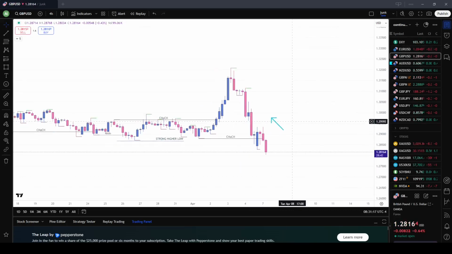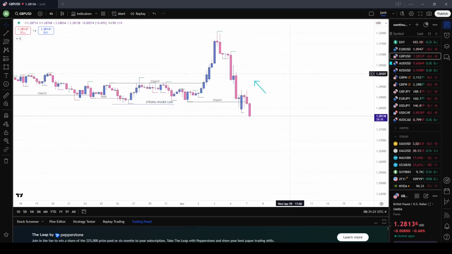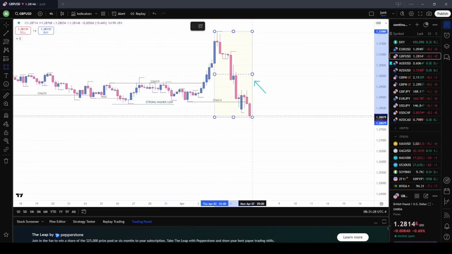GBP USD. So let's go ahead and map out the current range. Since this is breaking down, this is the current range. As I was saying last week, it looks like this was a liquidity sweep from the highs of the range, and this week I'll only be looking for any type of selling opportunity.